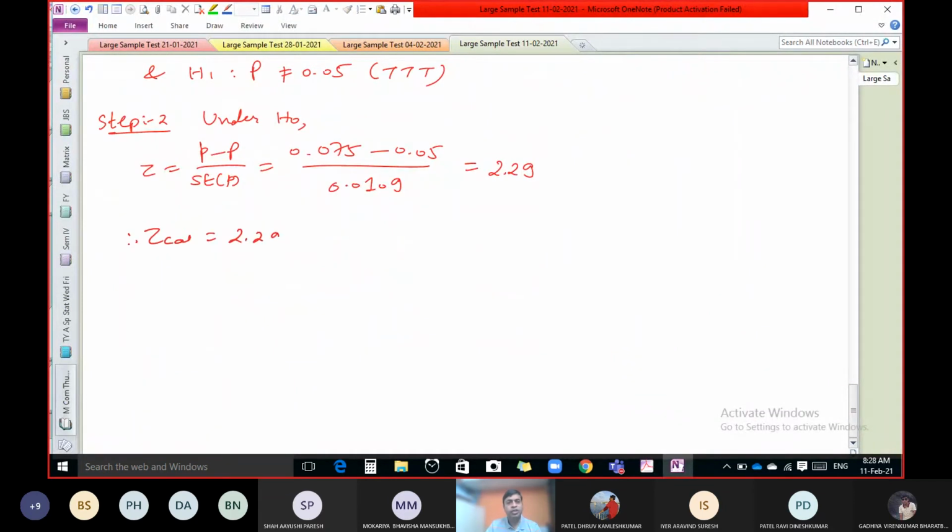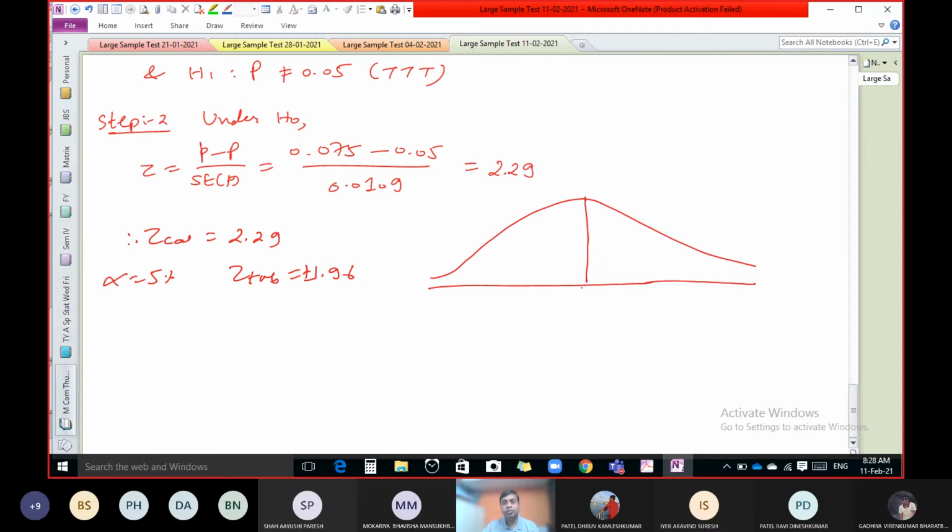And the remaining three steps are the same. Alpha is 5% if nothing is mentioned. Z tabulated for a two-tailed test is 1.96, but it should be plus or minus. And the last step: because of the two-tailed test, we have to write here minus 1.96, and here plus 1.96. This is a rejection area, this one is also a rejection area, and 2.29 is in this particular area.